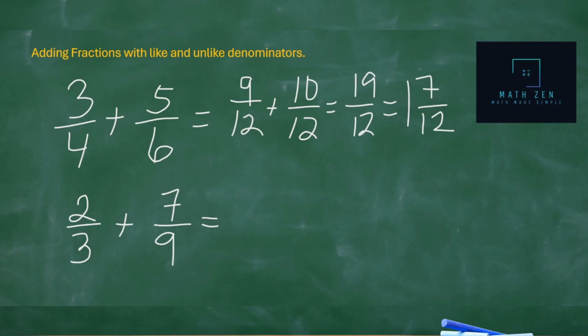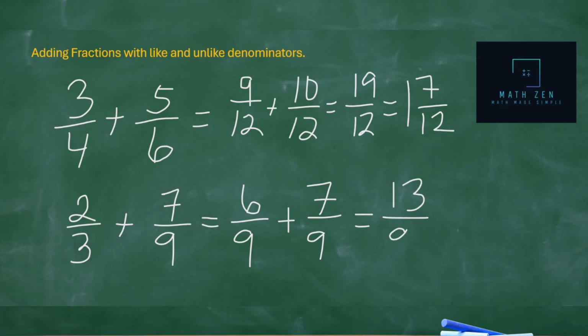2/3 plus 7/9 would look like 6/9 plus 7/9. That one was trying to trick you. You didn't have to do any renaming there. And when we add this up, you're going to get a final answer of 13/9, which would convert to 1 4/9.